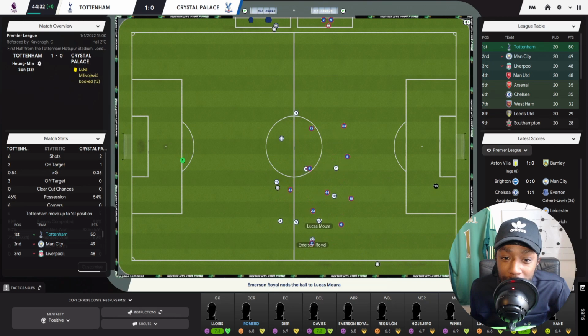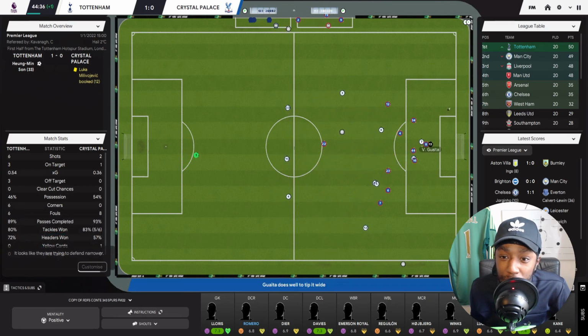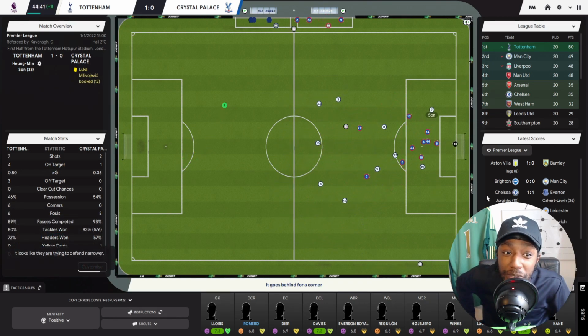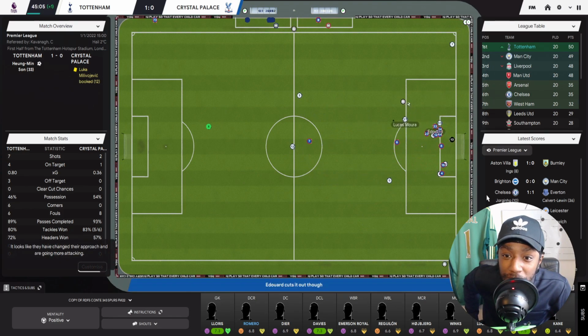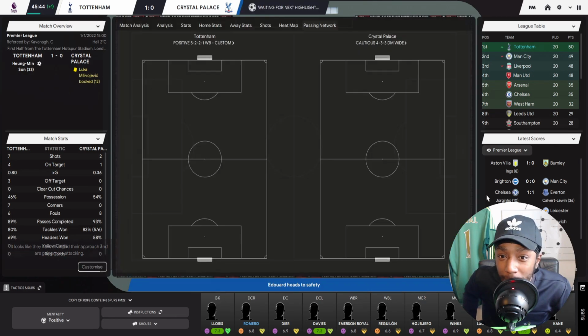Here's Guaita with a long kick. Emerson intercepts. He plays it into Son, and he should have scored. It should have been 2-0 there. Lucas Moura plays a nice ball into Son, and it should have been 2-0. He whips in the corner, but it amounts to nothing.